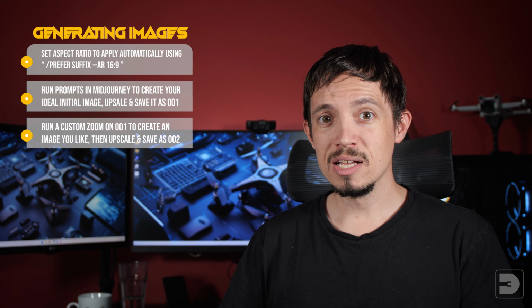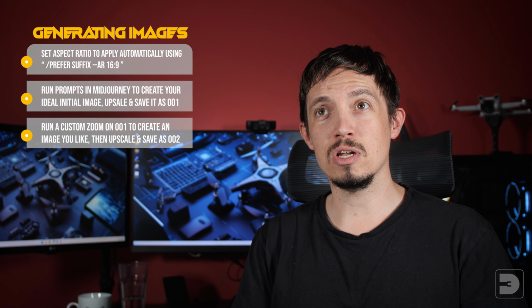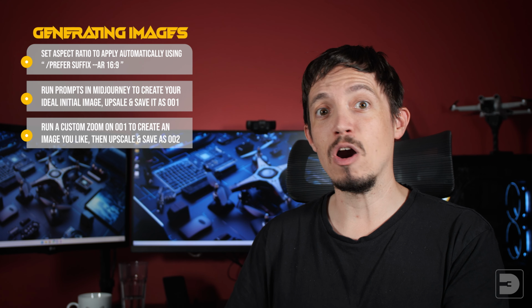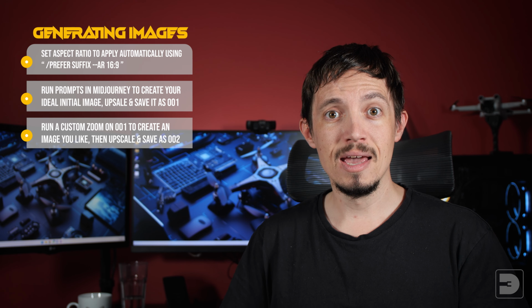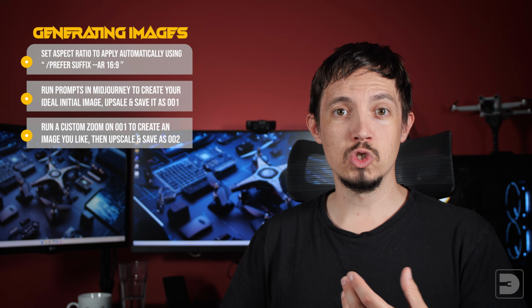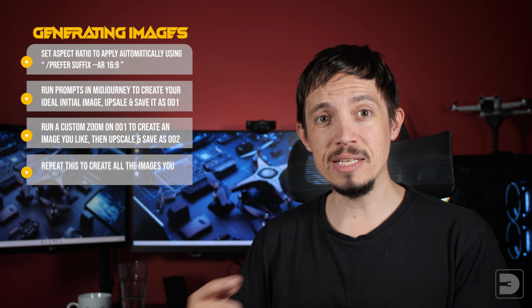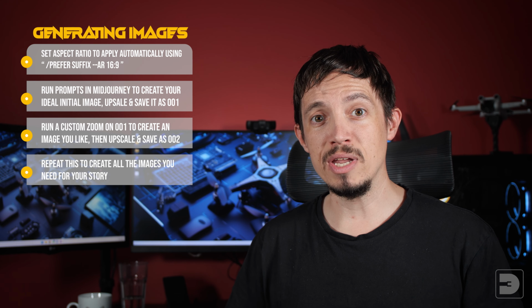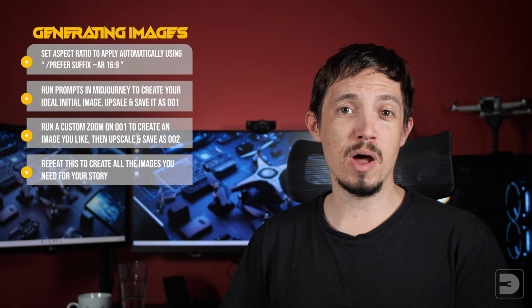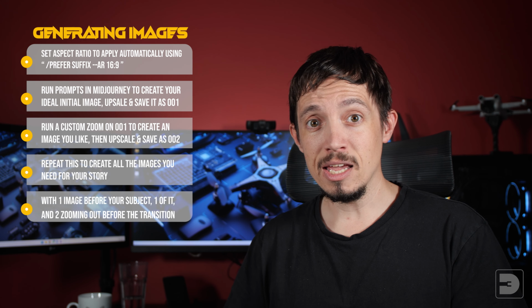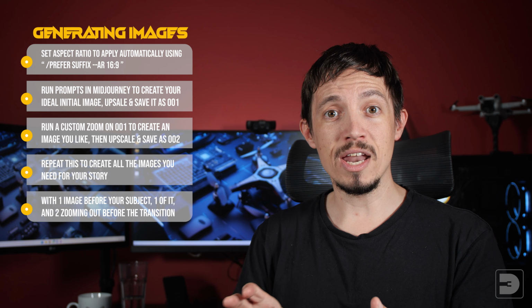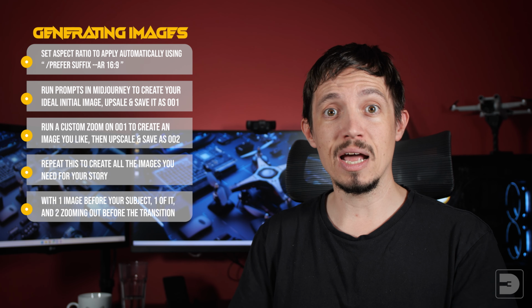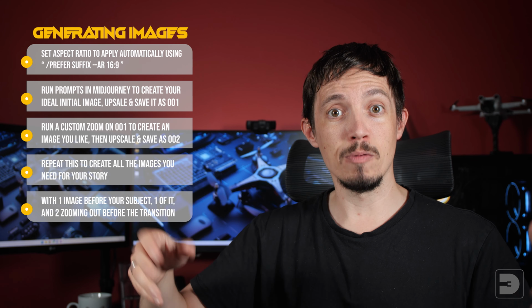Now, go to custom zoom, slightly modify your prompt so it's talking less about your subject and more about the environment your subject is in, and then keep on running a custom zoom until you've got one you like, then save that as 002. And then keep on repeating this process until you've got all the images you need, with a preference of 2 to 4 images per subject or environment. Ideally, you'd like one image of the new environment before your subject, one image of your subject in its environment, and then 2 images of that environment before you start transitioning to the next environment.